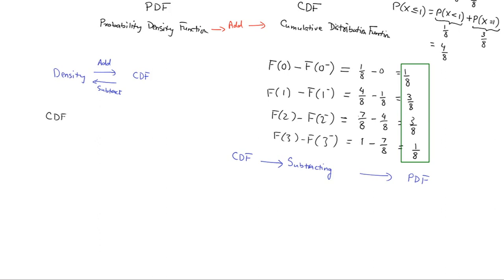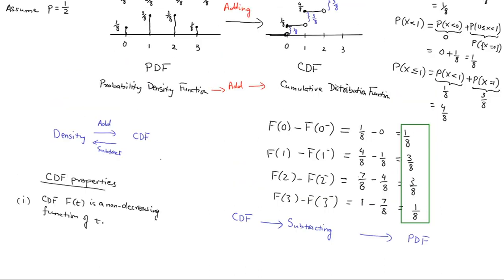So the cumulative density function has some properties. The first property is that the cumulative density function, capital F of t, is a non-decreasing function of t. Do you guys know what this means? Can anyone explain? CDF is a non-decreasing function of t.